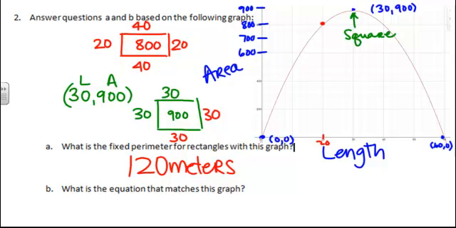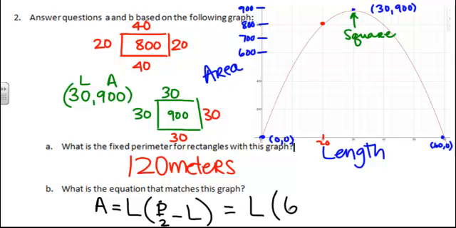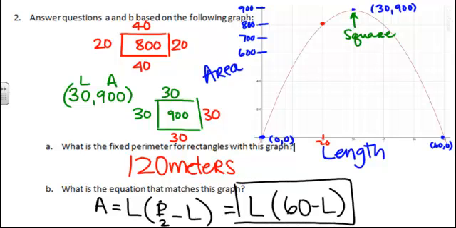So then if we want an equation, remember that our equation always looks like area equals length times half of our perimeter, perimeter cut in two, minus the length. So in order to find that, we know what the perimeter is. That's 120. We can write that it's length times 60 minus length. That will be our area. And then remember that 60 is also from your other x-intercept here. That will happen every single time.